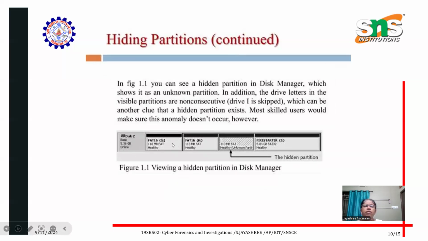So here disk 2 is divided. In figure 1, you can see a hidden partition in Disk Manager, which shows it as an unknown partition. In addition, the disk drive letters of the visible partitions are non-consecutive, which can be another clue that a hidden partition exists. Most skilled users would make sure this anomaly doesn't occur, however. So this is the hidden partition.